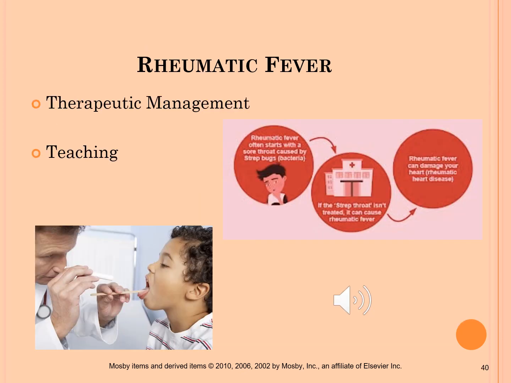Our therapeutic management for rheumatic fever. Well, if this was a result or a complication of a recent strep infection, what do you think we need to treat with? We need antibiotic therapy, right? Because again, go back to what's our cause? It's a group A beta hemolytic streptococcus. So antibiotic therapy is begun as soon as we obtain a throat culture and necessary blood work.